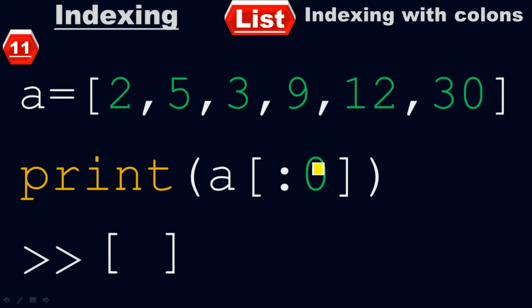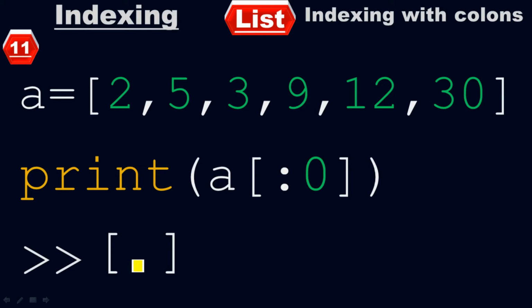If you have 3 here, then the value at index 3 is not included. The rest of the values are included, like 0, 1, 2. So you will have 2, 5, 3 here, because at index value 3 we have 9. 9 is not included. Before the 3, everything is included, but 3 is not included. So the last value on the right of the colon is not included.